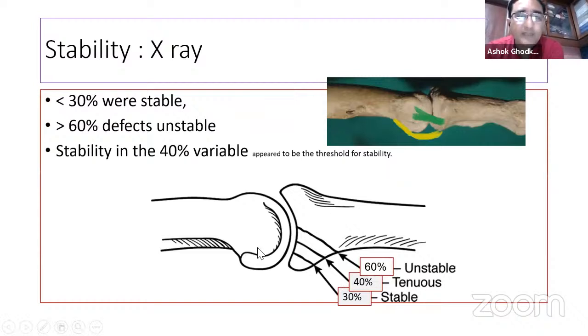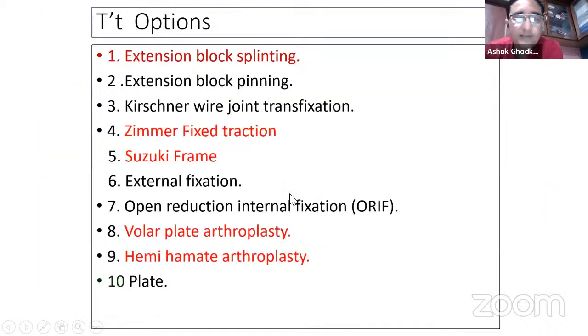PIP fractures, if less than 30 degrees, are stable. Over here, it is stable. Then this is quite unstable. If these are the fractures and there is a dislocation, it has to be treated. There are so many options available, like extension block, splinting, pinning. What we follow is, if the patient comes early, let's say within 10 days, we use this Zimmer fixed traction technique. This really works.